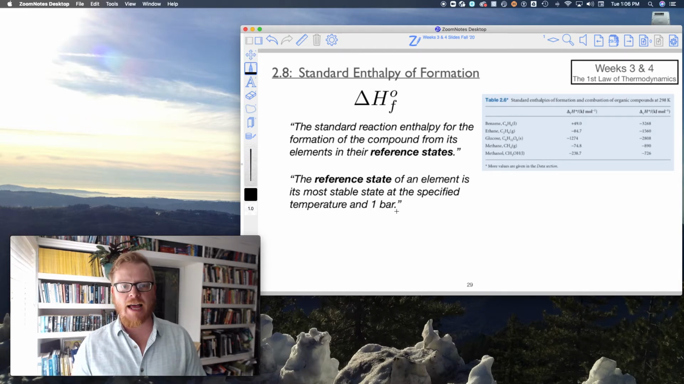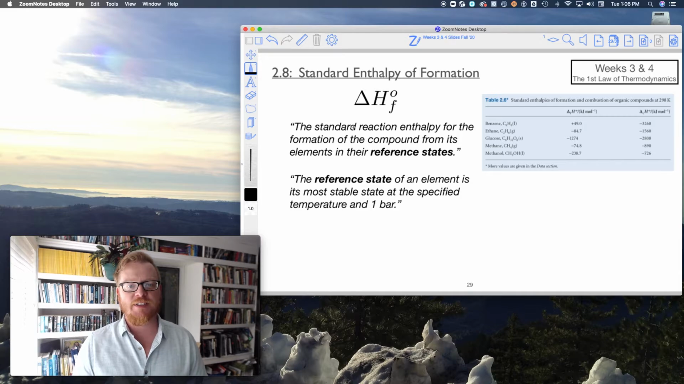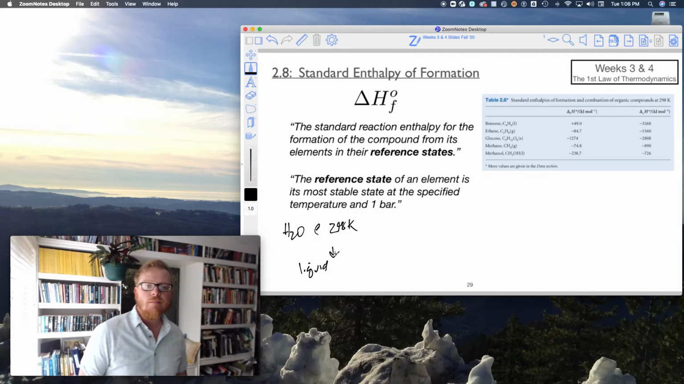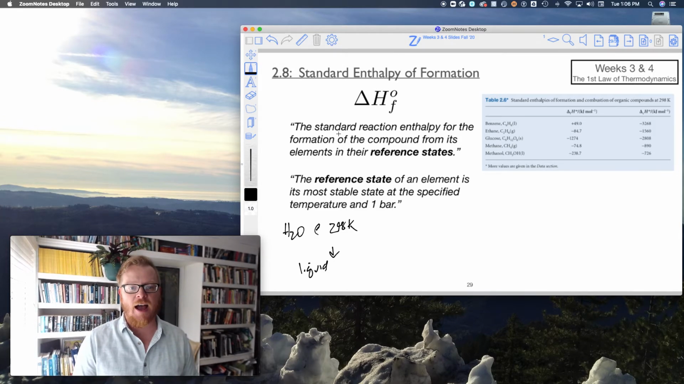Okay, so just one last quick section on thermochemistry: standard enthalpies of formation. This is the standard reaction enthalpy for the formation of compounds from their elements in their reference states. And again, the reference state of an element is its most stable state at the specified temperature at 1 bar. So if I had H2O at 298 K, then obviously its most stable state is a liquid, okay? So what do we mean by this standard reaction enthalpy for the formation of compounds from their elements?